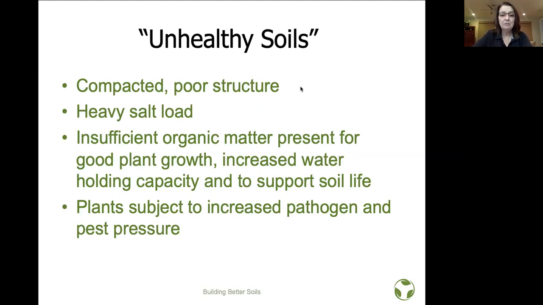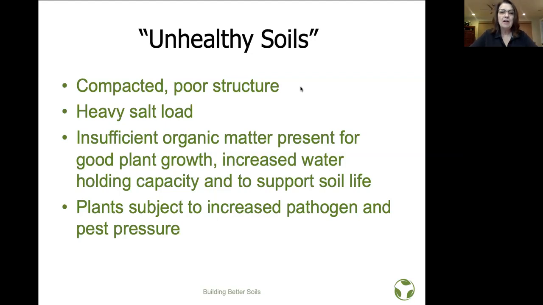Unhealthy soils are what we run into a lot here in San Diego County. They can be compacted with poor structure. One of our biggest problems is that they can have heavy salt loads, and this comes mainly from the irrigation water that we're using. San Diego County is at the very end of the Colorado River run, and we have about a ton of salt for each acre foot of water. I recently read that we have about 15% more salt in our water than we did 10 years ago. There are a lot of reasons for that, but that is one of the issues.